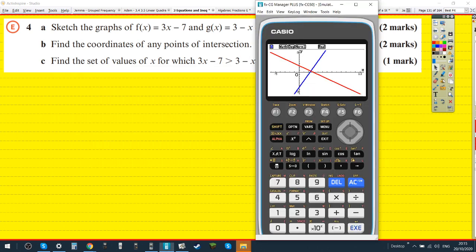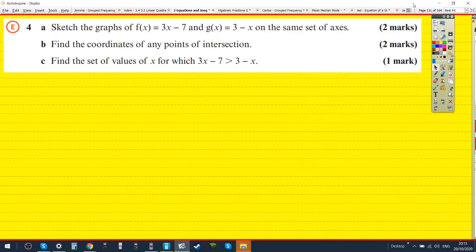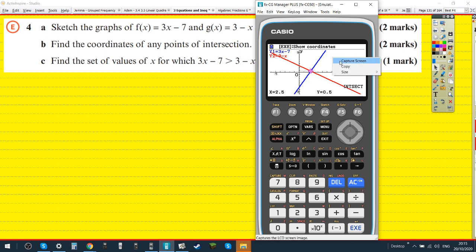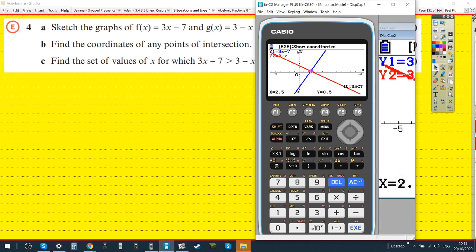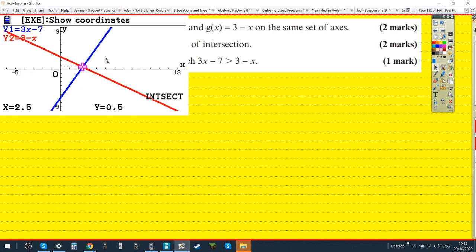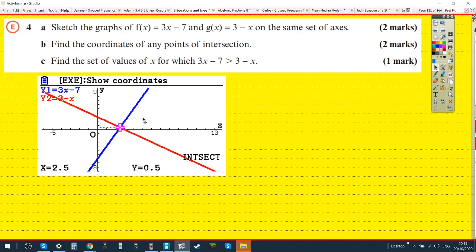Let me cheat with my graphical calculator. Shift graphical solve, point of intersection. There we go. X is 2.5, y is 0.5. Oops. They wanted me to sketch the graph. Hang on. Capture screen. Will that work? Copy. There we go. There, I sketched it.